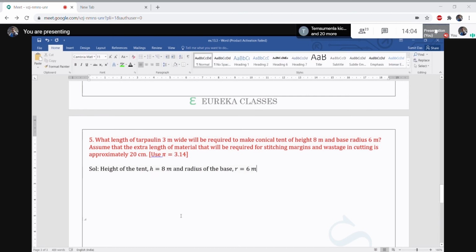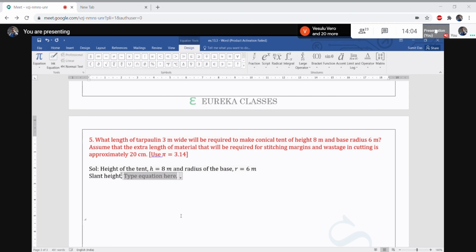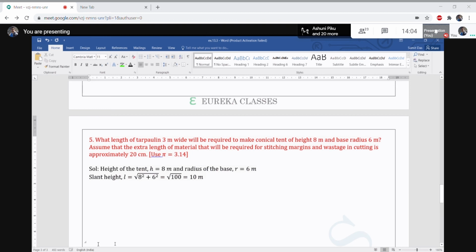So we have to find the slant height first. Therefore slant height, because we have to find the curved surface area, right? So slant height L equal to square root of, in this part I will not write the h square plus this one because I already wrote this before, so I am directly writing 6 square, which is equal to square root of, if you simplify this one you will get 100 inside. Okay, that is 10 meter. So slant height we got 10 meter, right?